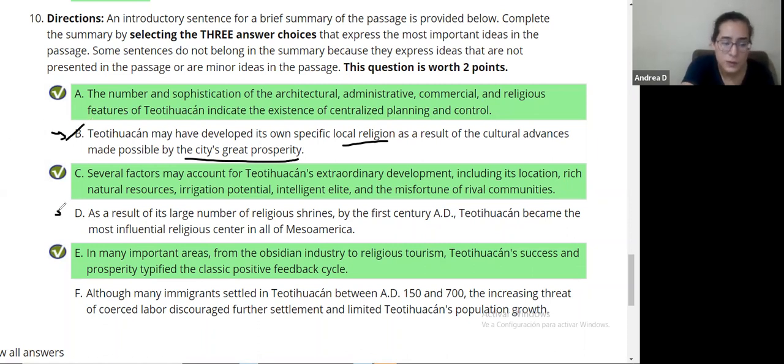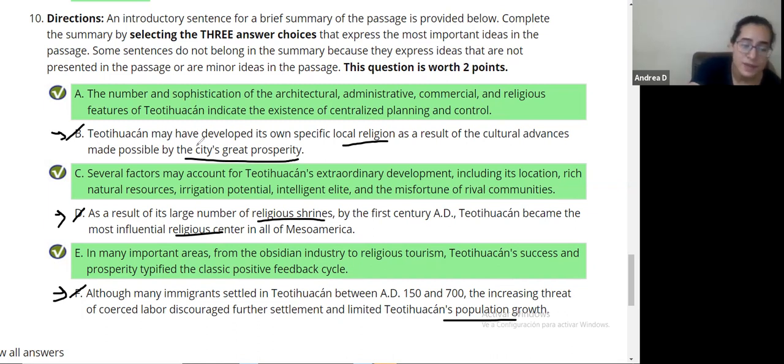Now the same happens with D, right? It's about, as a result of its large number of religious shrines, Teotihuacan became the most influential religious center in all of Mesoamerica. So again, it's focusing on just one element. Option F, for example, although many immigrants settle in Teotihuacan, the increasing threat of coerced labor, and so on. So it's about immigrants, coerced labor, population growth, just one of the things.